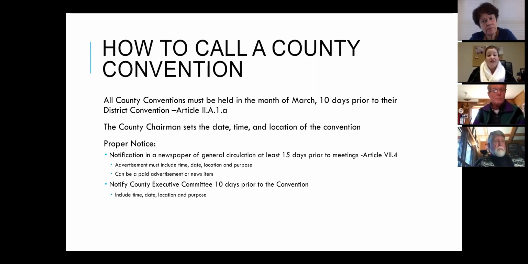Proper notification of this, again, very similar. You do have to publish in a newspaper of general circulation within your county at least 15 days prior to the meeting. Again, include the time, date, location, and purpose. And that, again, can be a paid advertisement or just a general news item. So if you have a reporter that's your friend that would put a blurb in there, then that's great. Or if it goes into community events or anything that your paper may do, that'd be acceptable. And then you need to notify your county executive committee 10 days prior to your convention. And that is the typical notification that you should be giving them for all of your meetings.